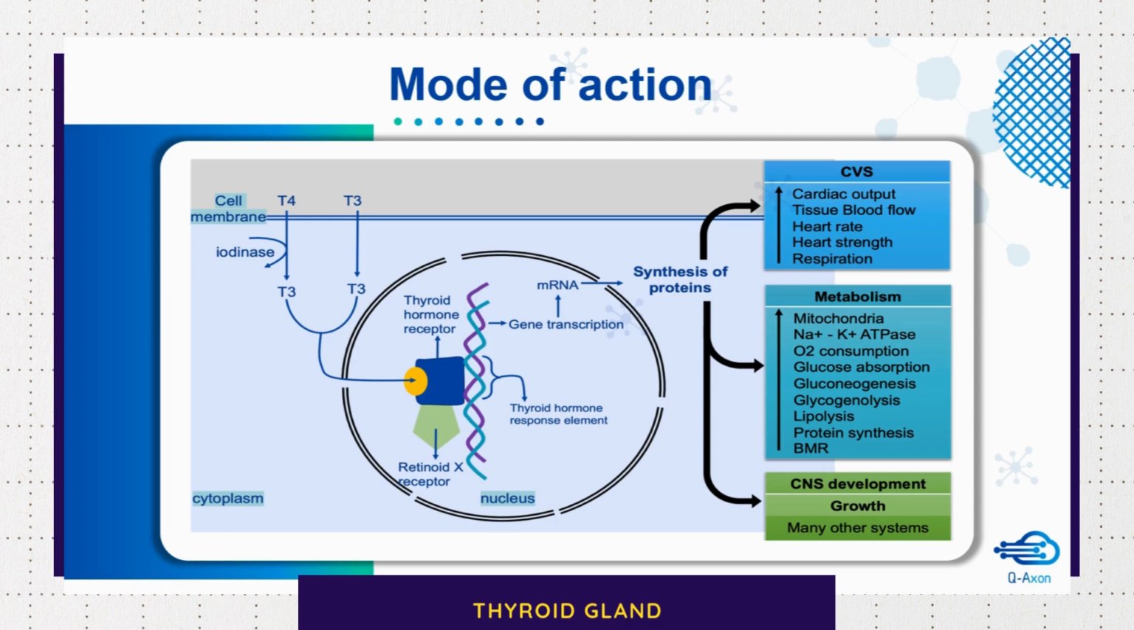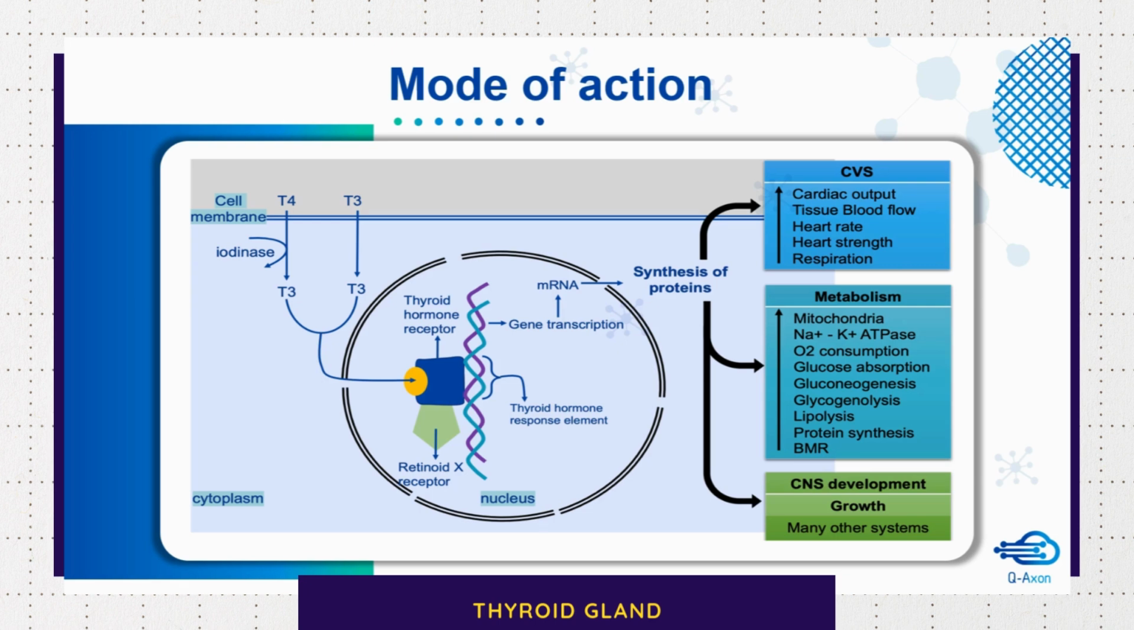This complex initiates the transcription process by activating enzymes such as RNA polymerase and phosphoprotein kinases. A large number of mRNA is formed, and these mRNA activate the ribosomes to synthesize new proteins. These proteins are involved in many activities. In the cardiovascular system, the hormone can cause an increase in cardiac output, an increase in heart rate, and an increase in respiratory rate.